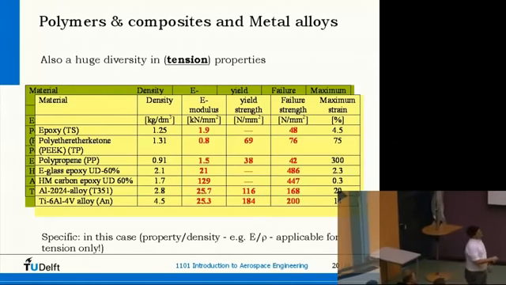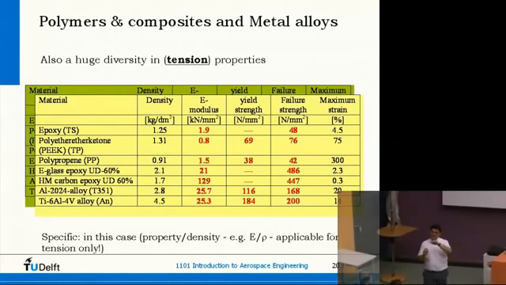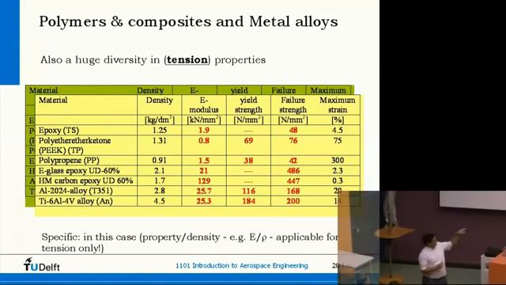Yield strength is typically what you often see with metals when you go from the elastic into the plastic area. But it is not happening in composites.